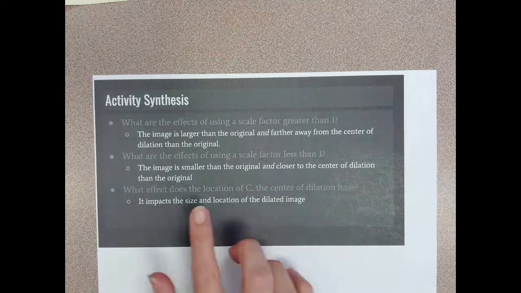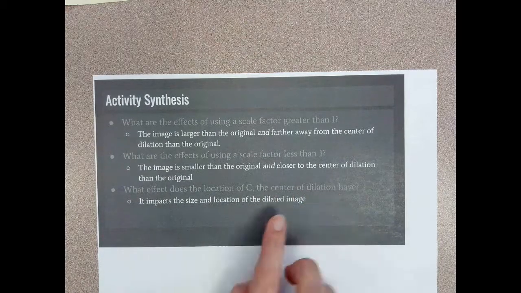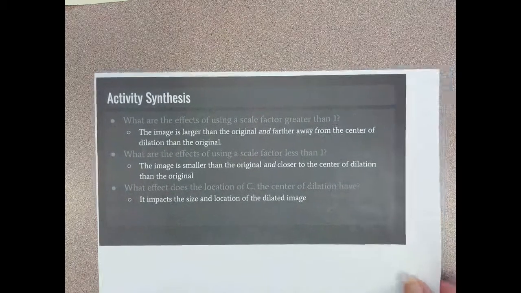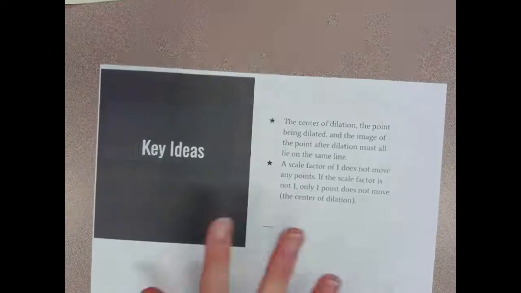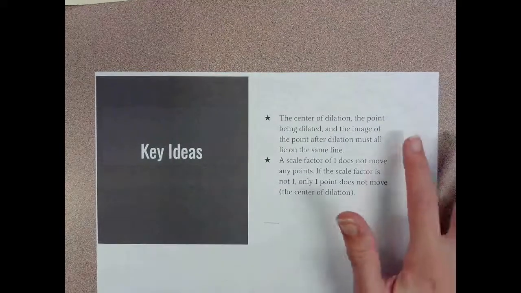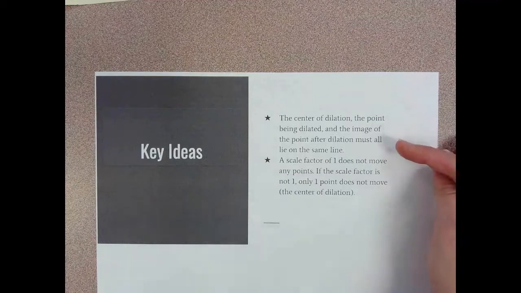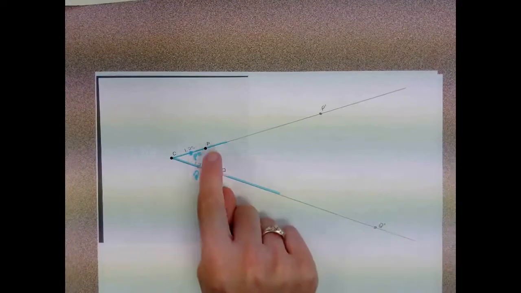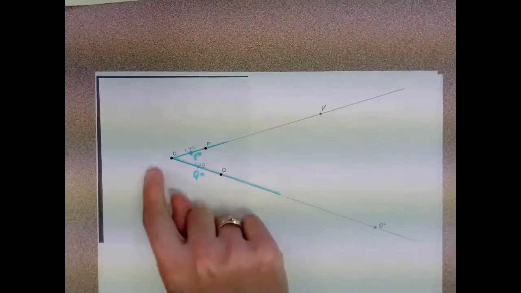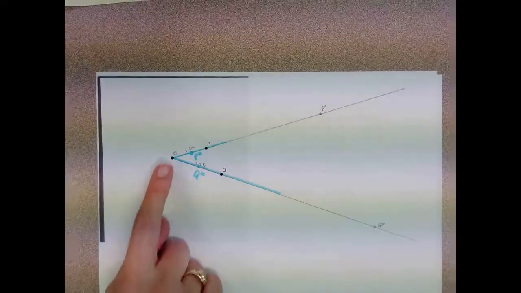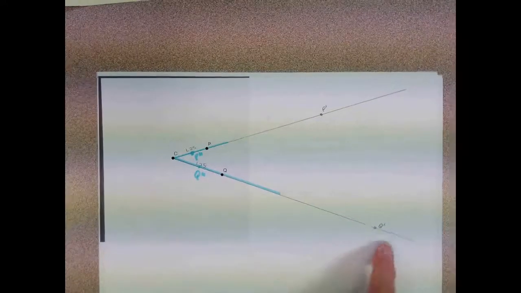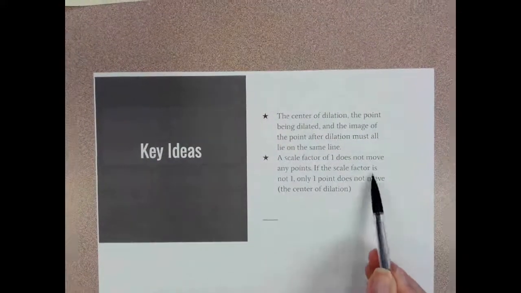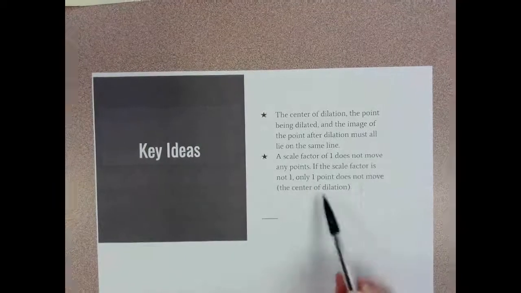And what effect does the location of C, the center of dilation, have? That center is going to impact your size and your location of that dilated image. And the key ideas here are pretty much the same thing, just worded a little differently. Center of dilation, the point being dilated, and the image must all be on the same line. So if we look back at our picture, the center, the point, and the images being dilated all have to be on that same line. Same thing with Q, center, point, and the images being dilated all are on the same line. A scale factor of 1 does not move any points. If the scale factor is not 1, only 1 point does not move, which is that center of dilation.